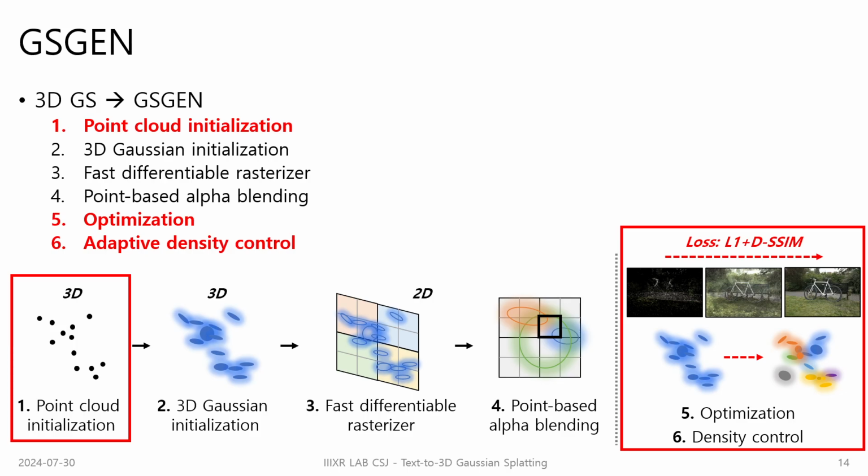GSGEN proposes new approaches in three stages. First, point cloud initialization. Second, optimization. And third, adaptive density control to generate 3D scenes from text prompts instead of multi-view images.